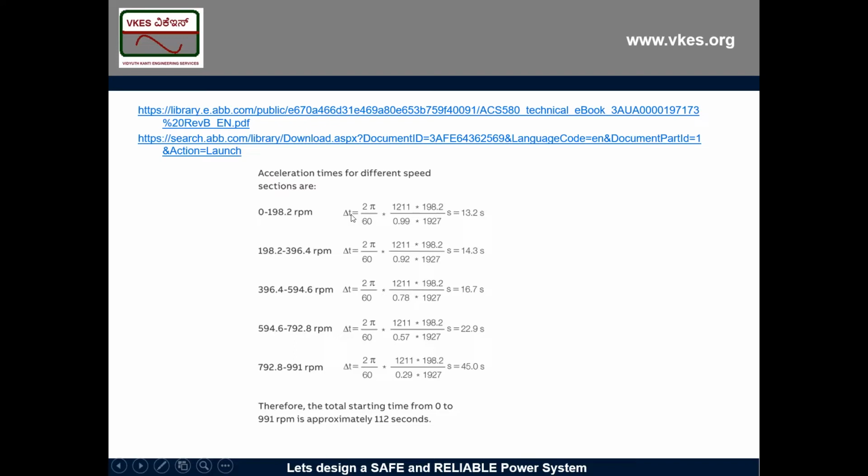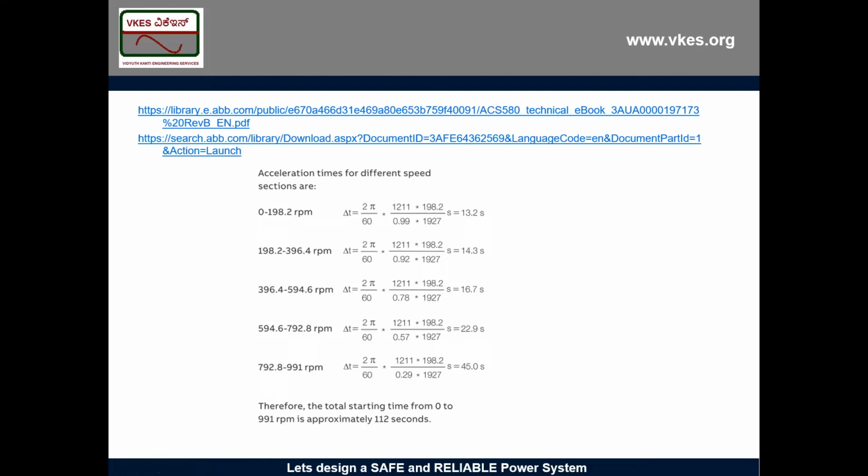So basically, then you determine the time. What is the time required for the motor to go from 0 to 198 RPM? 13 seconds. Then from 198 RPM to 396 RPM, it will take 14.3 seconds. From 396 to 594 RPM, 16.7 seconds. From 594 to 792, 22 seconds. From 792 to 991, 45 seconds. So from 0 to 991 RPM, you add all this, and the motor total time takes 112 seconds. Is this clear?